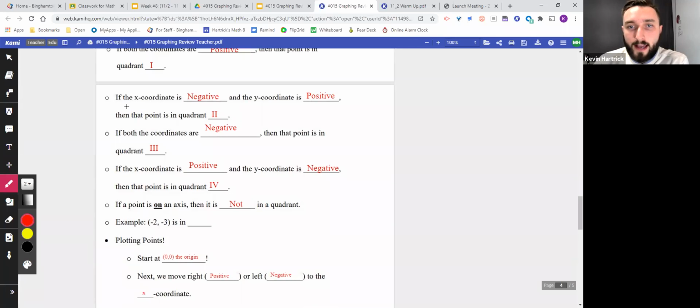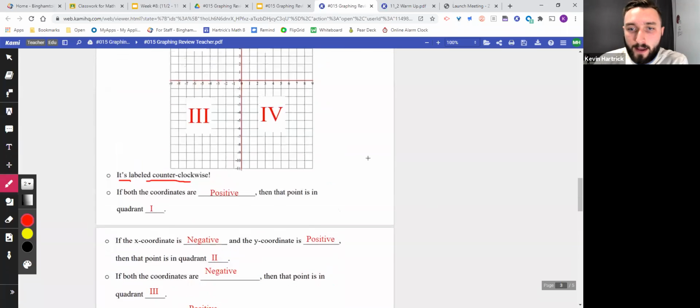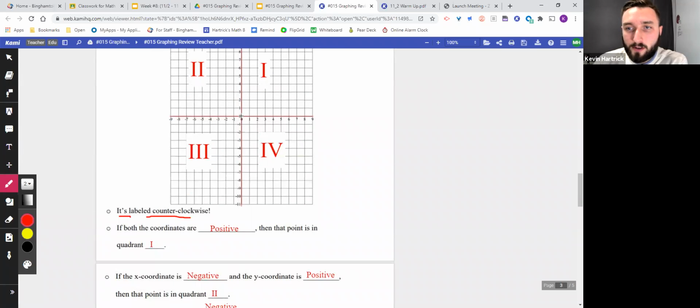So next one is if an x coordinate is negative and a y coordinate is positive, then that point is in quadrant 2. So let's take a look. Negative x, so if I start from my 0, 0, going in the negative direction will be left, and then a positive y. Well, positive y is up. That makes sense. I'd be in this quadrant here too.